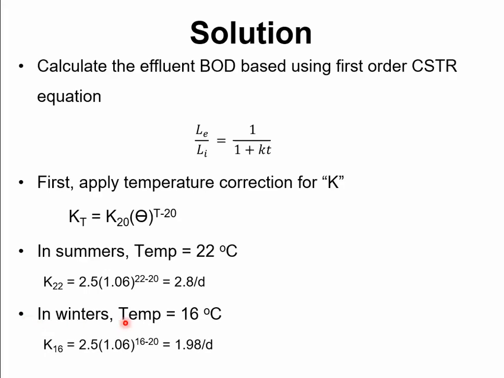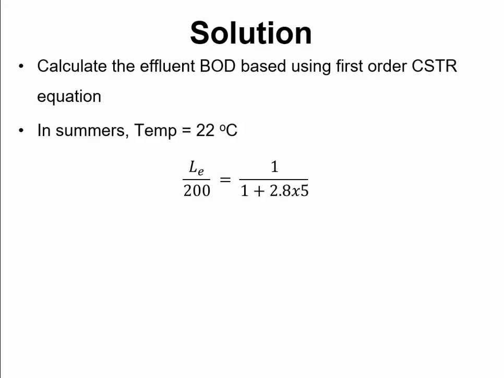Whereas in winter, temperature is lesser. So again, by solving this equation, 16 minus 20, you get the answer of 1.98. So removal rate coefficient of BOD would be slightly lesser as compared to what was at 20 degrees Celsius. Now using these two K values, you can determine the effluent quality for winter and summer through this formula.